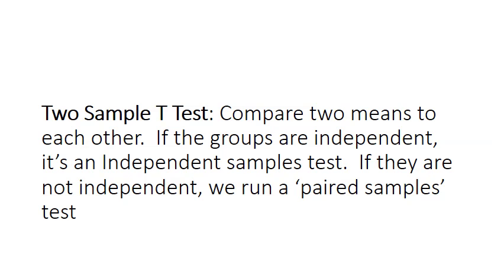Now we're going to go into a 2-sample t-test. You use a 2-sample t-test when you want to compare 2 means to each other and see if they're different or not. If you're looking at 2 independent groups and it's independent data, then you use an independent samples t-test. If they are not independent or they're dependent on each other, then we run a paired samples t-test.